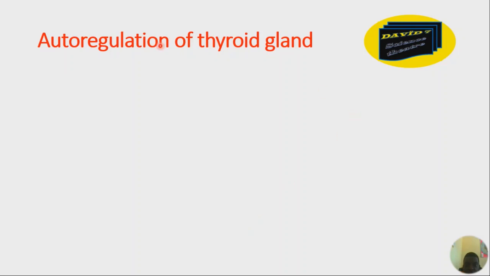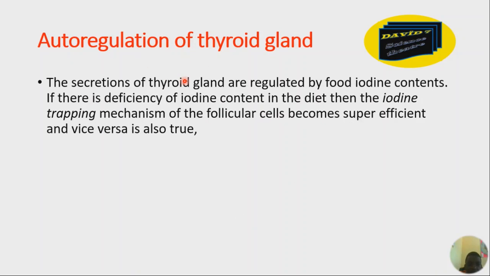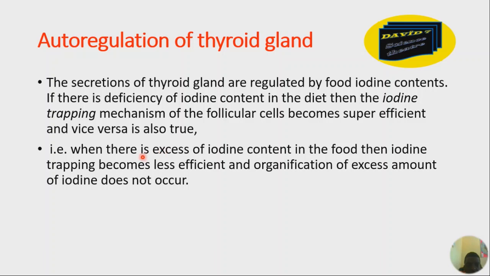Okay, autoregulation of the thyroid gland. This is important to talk about. The secretion of the thyroid gland is regulated by food iodine content. If there is deficiency of iodine in the diet, then the iodine trapping mechanism of follicular cells becomes super efficient, and vice versa is also true. When you have excess iodine in food, then iodine trapping becomes less efficient, and organification of the excess amount of iodine does not occur. So that is the autoregulation.